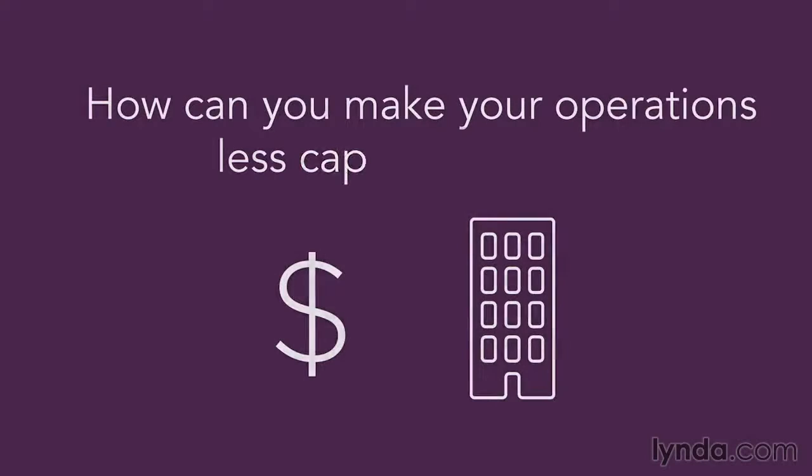And the last thing to consider is, how are you going to make your operations less capital intensive? When you tie up a lot of money in property, plant, and equipment, that's less money you can spend elsewhere. Trying to reduce the capital intensity of your business is going to improve your overall profitability. And it's something you should think through in this section of your business plan.